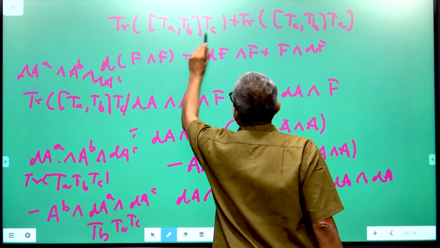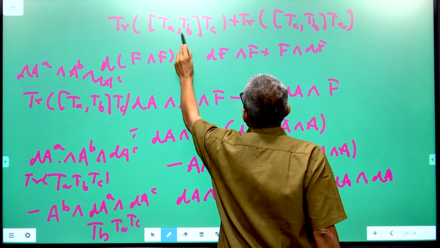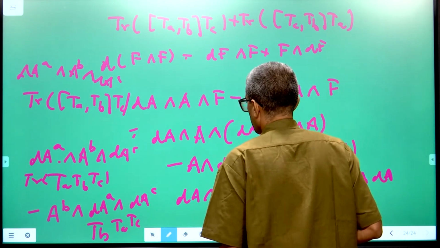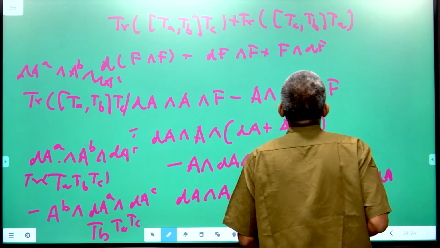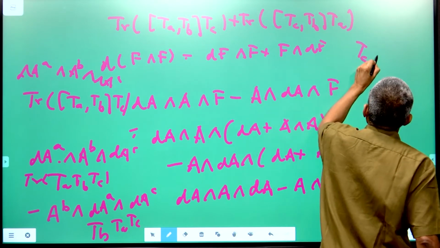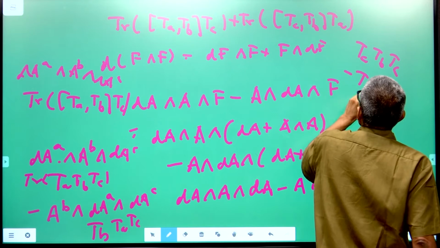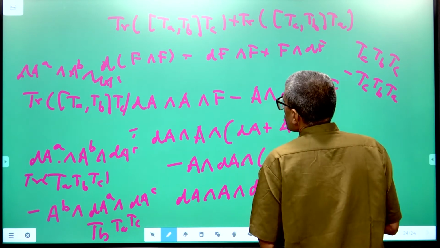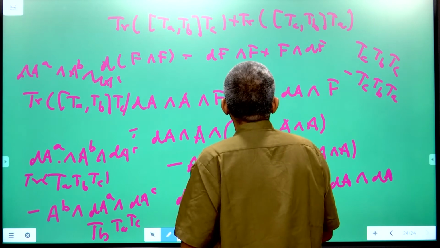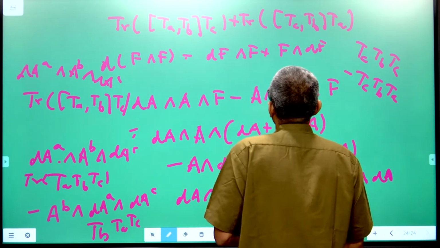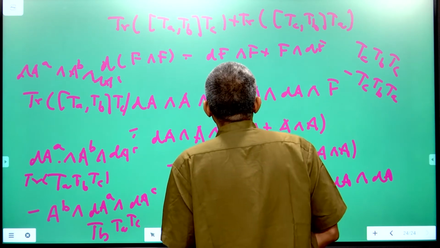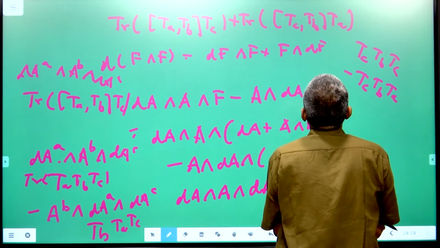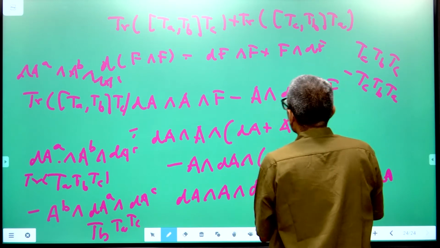And what is this? This is trace of TA TB into TC minus trace of TB TA into TC. Here you get TC TB into TA, minus TB TC into TA. And of course you can interchange A and C here, right? You can interchange A and C, so you get this, and this should be 0, right?